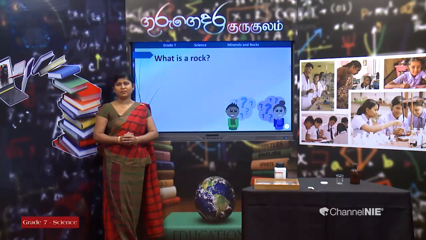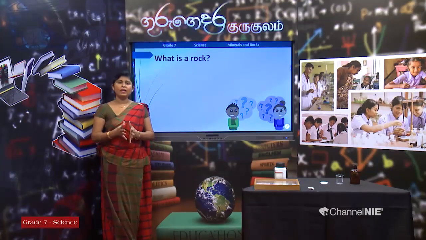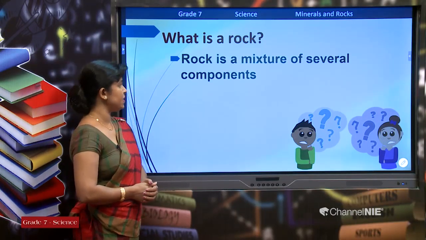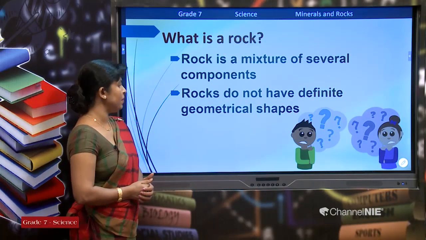What is known as a rock? Now we have already learnt about what is known as a mineral. Now let us see what is known as a rock, because we have misunderstood that all the minerals and rocks are the same, but in science we know that minerals are not similar to rocks. Minerals and rocks are different from each other. Now let us learn about the rocks, right. What is a rock? A rock is a mixture of several components, right. Rocks do not have definite geometrical shapes.